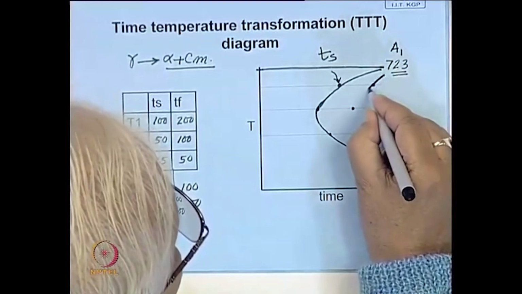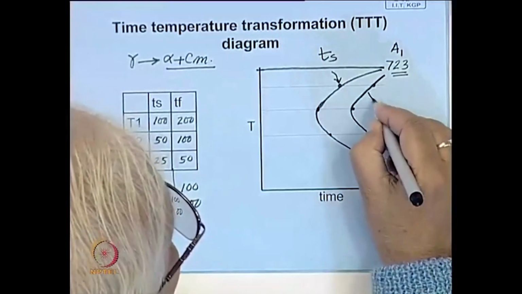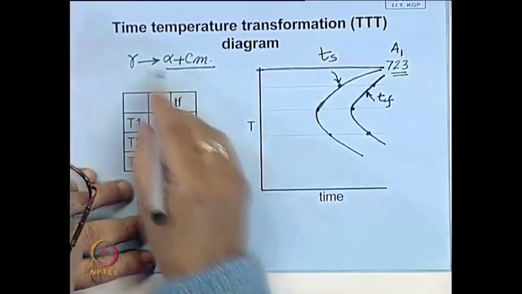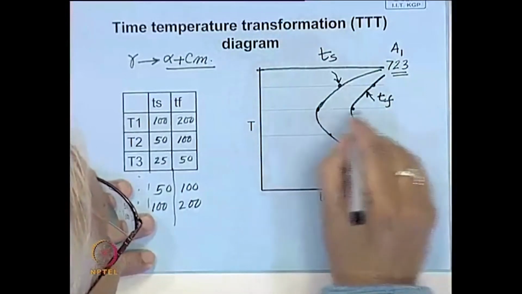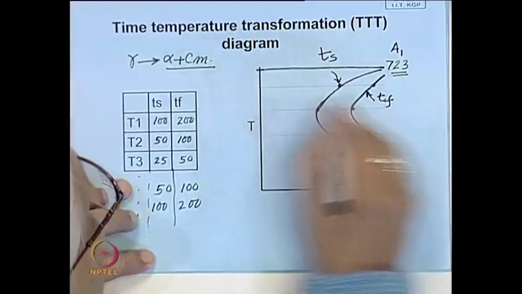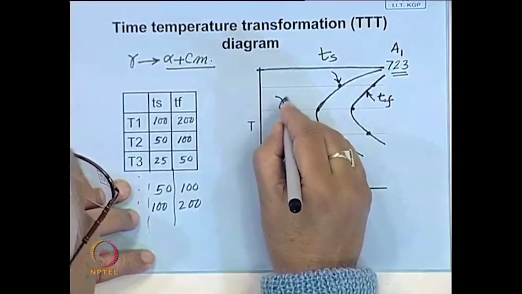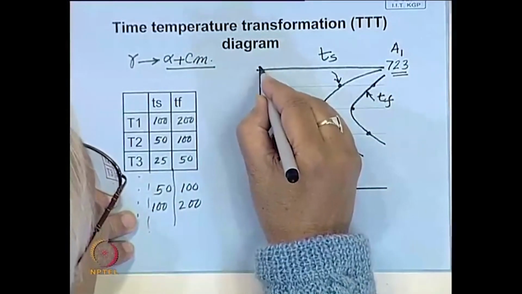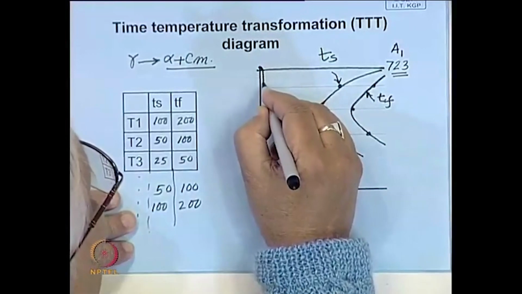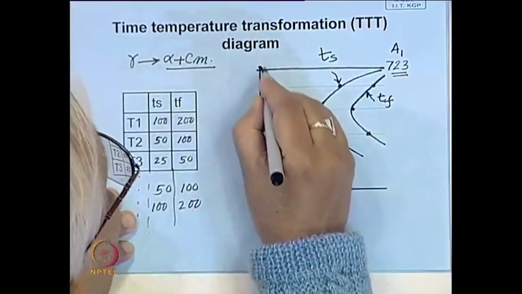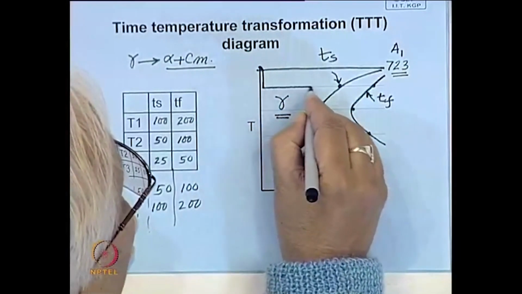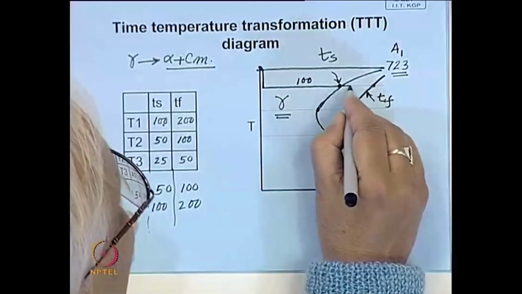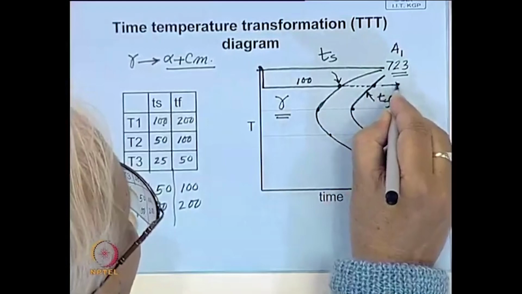And you will also get another line by joining these points, which represents the time of completion of pearlite formation, or pearlitic transformation. So, in this portion of the diagram you have gamma. What you really have, visually, is that we are cooling it like this, then holding it for some time. Let us say this is 100, the transformation starts and then it is completed here, and you get pearlite.